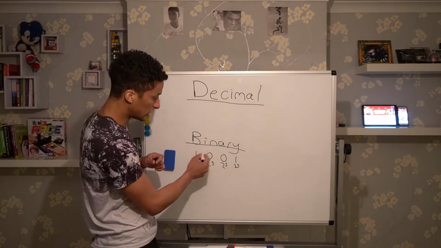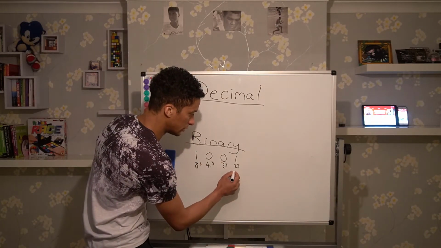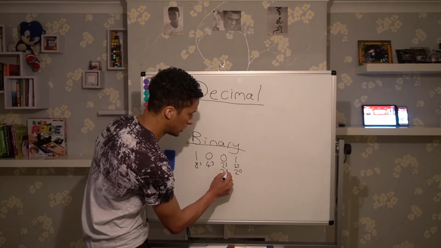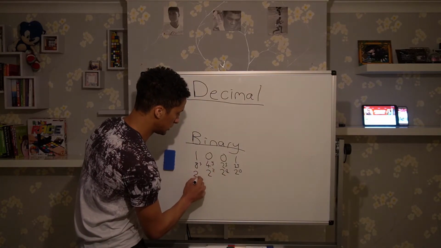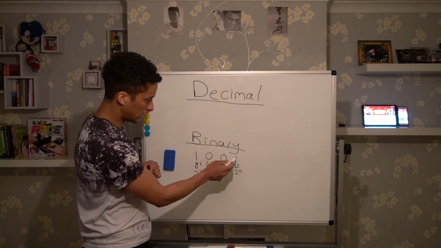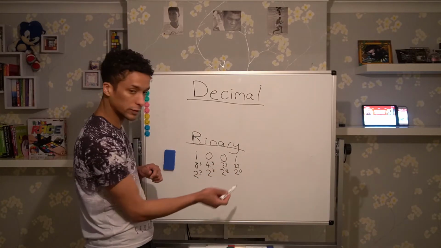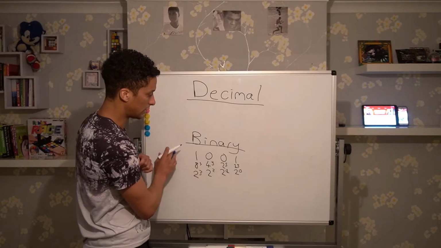And each column is also a power of 2. So this column is 2 to the power of 0. This is 2 to the power of 1. This is 2 to the power of 2. And this is 2 to the power of 3. Because it's base 2, each column is a power of 2.